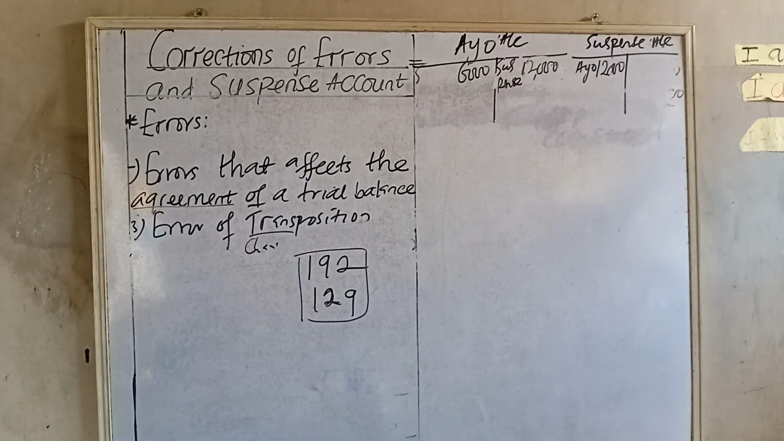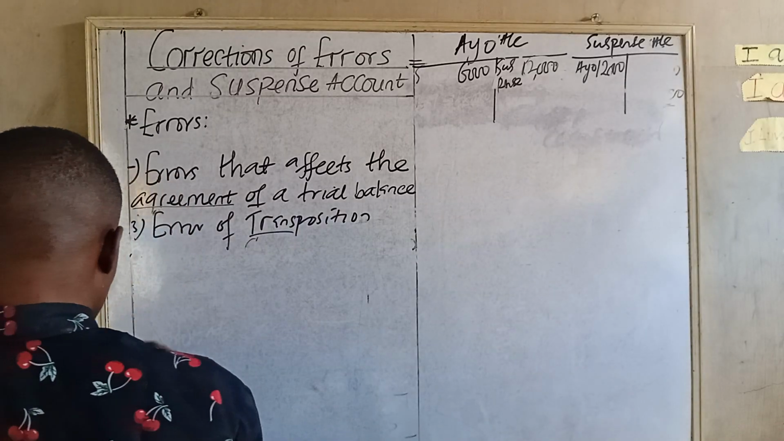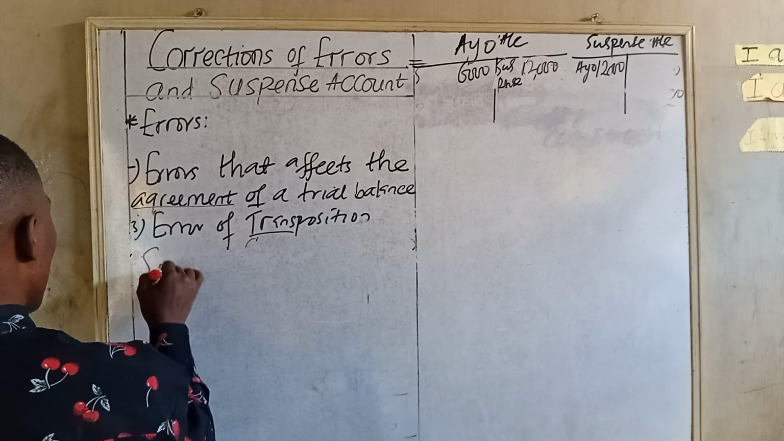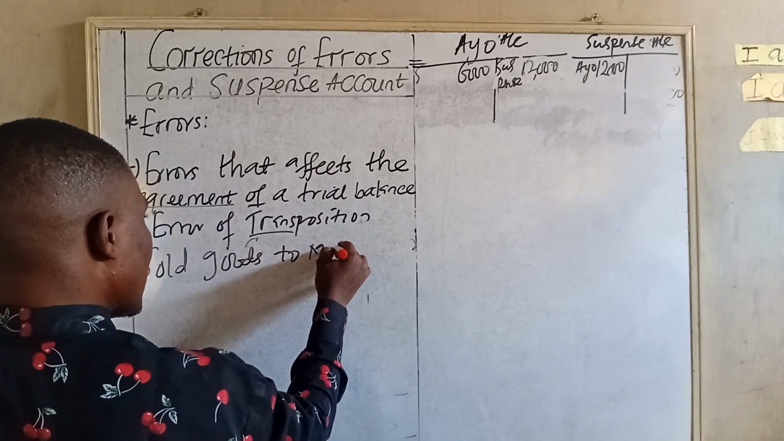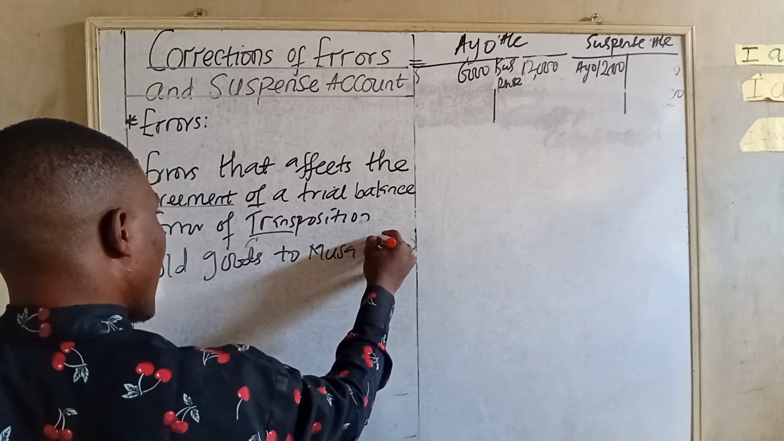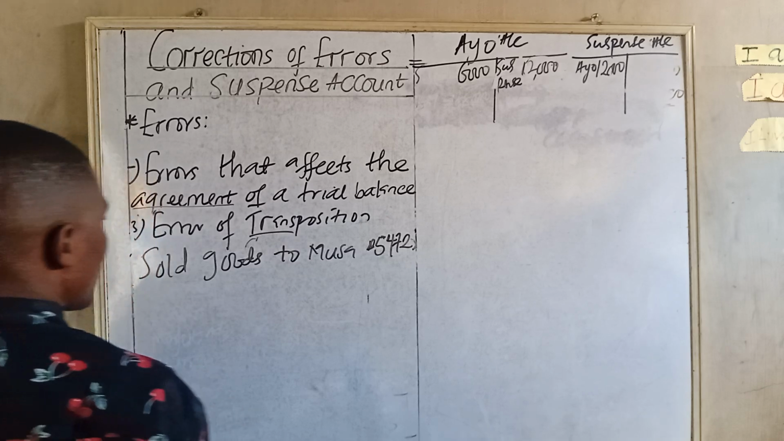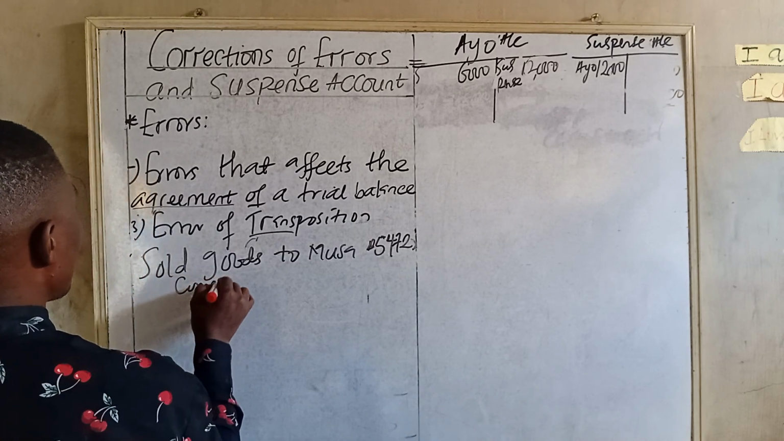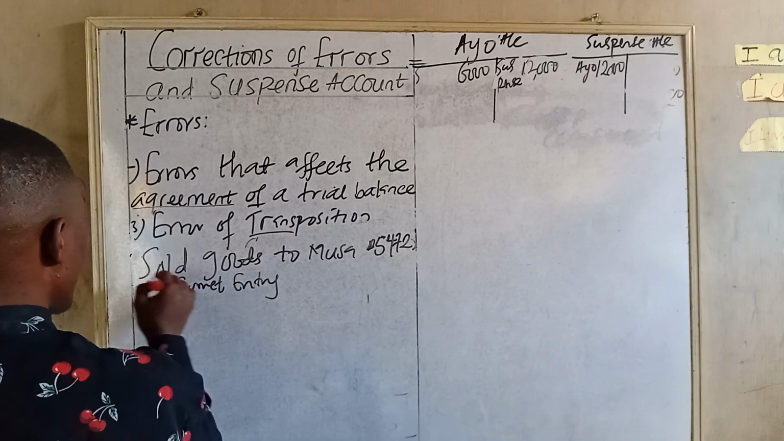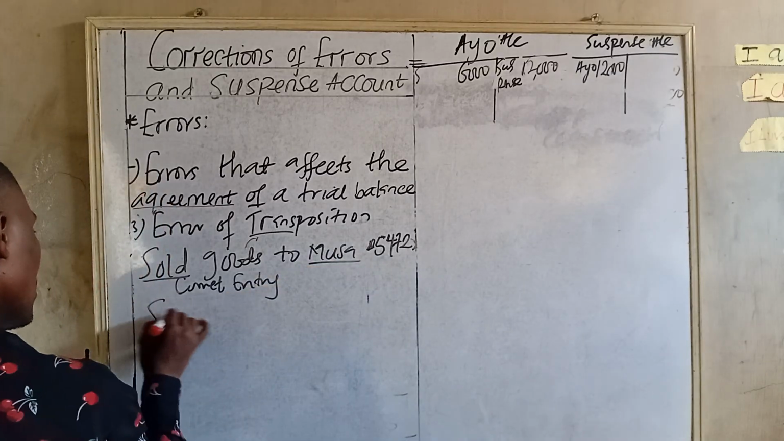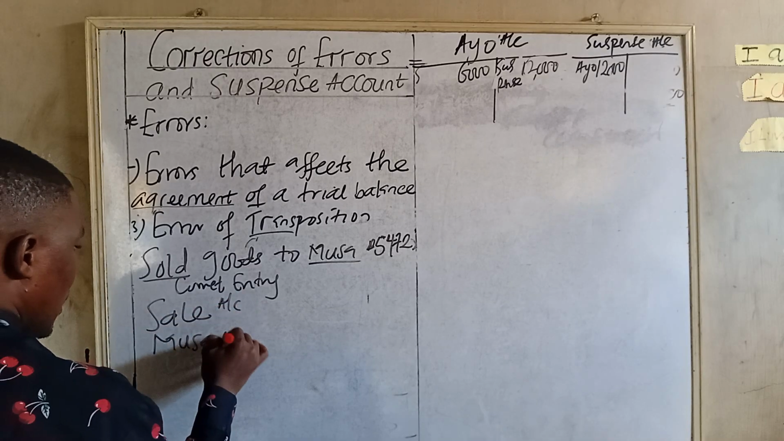We just change the place of the figure. So let's look at the transaction to analyze this error of transposition. Okay, here I have sold goods to Musa, 5,472 naira. Now the correct entry that's supposed to be there: we sold goods to Musa. So we have the sales account and Musa's account.